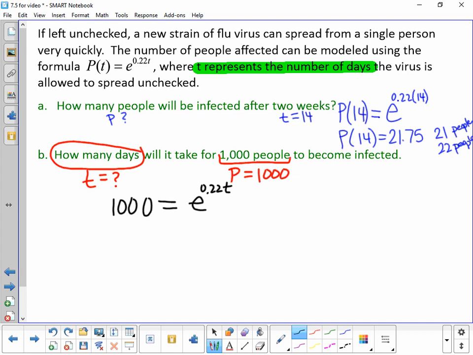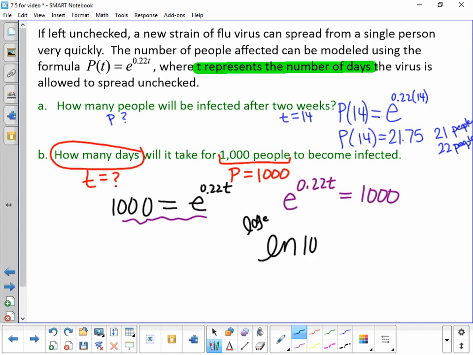If we rewrite this equation, a lot of times when we rewrite, we get used to seeing the exponent first, the exponential part first, and the answer over here. So when you're rewriting something where it's sort of reversed, make sure you're careful about it. It would be the natural log. So remember, natural log is log base e. So it's the natural log of 1,000 is equal to 0.22 t.